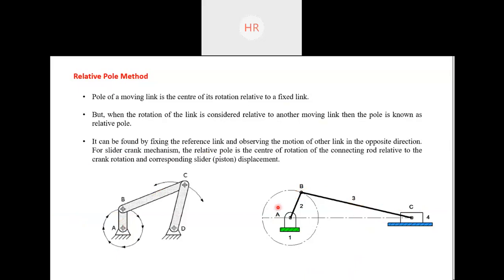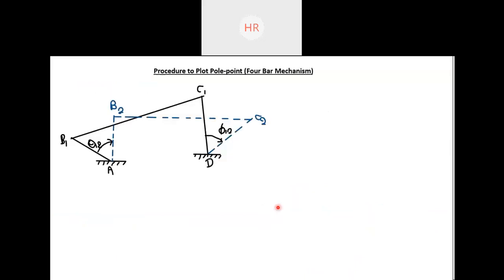Now let's look at how to get the location of the relative pole. For that, let's look at the procedure to plot the pole point in a 4-bar mechanism. We will see two mechanisms, but in this lecture we will concentrate on the 4-bar mechanism first. Here we are given two positions of a 4-bar mechanism. The first position is A, B1, C1, D, and the second position is A, B2, C2, D.